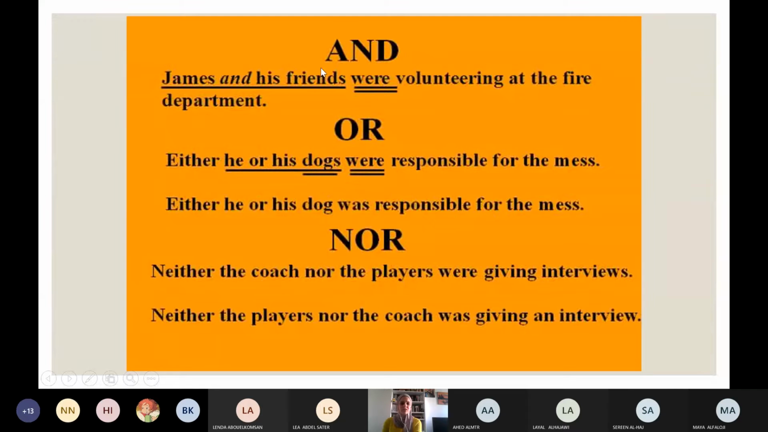So again, when I use and, James and, always plural. When I use or, nearest to the verb. So either he or his dogs were, nearest to the verb. Either he or his dog, nearest to the verb, was. Nor is the same. Neither the coach nor the players, nearest to verb, were. Neither the players nor the coach, nearest to the verb, was, coach, singular. So with or and nor, I take the one nearest to the verb.